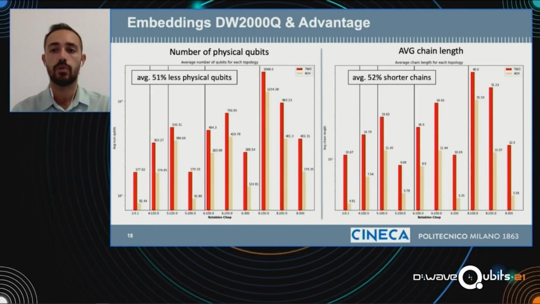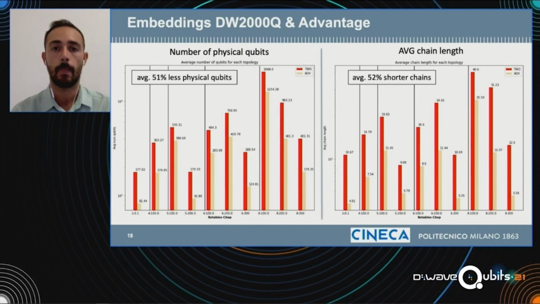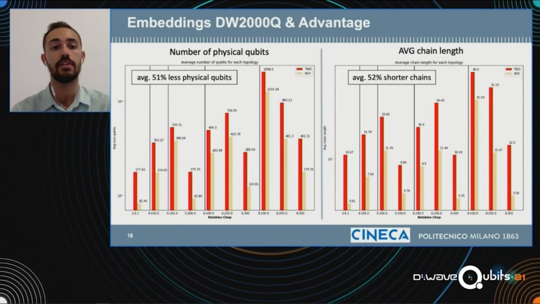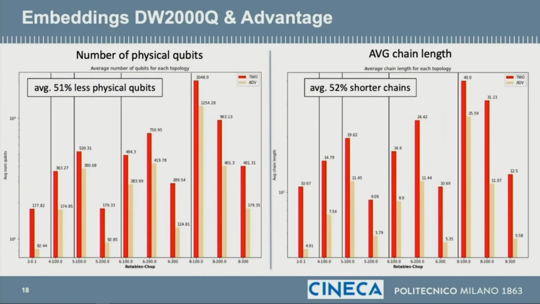However, we were able to embed all of our problems in the D-Wave architecture, both on the D-Wave 2000Q and Advantage. We've seen, in general, an improvement for what concerns the number of physical qubits used and shorter physical chains of physical qubits that are used to encode a single logical variable or single logical qubit. On average, both are around 50%. There is a 50% gain in both of them.